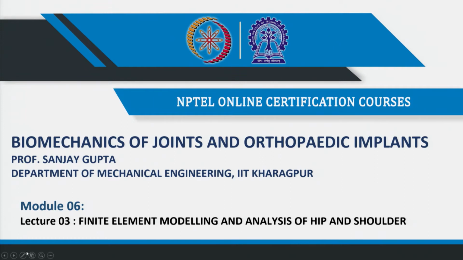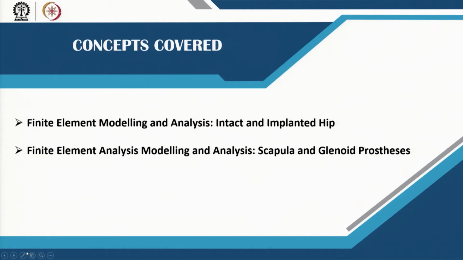Lecture 3 in module 6 on finite element modeling and analysis of hip and shoulder. In this lecture, we will be discussing finite element modeling and analysis of intact and implanted hip, specifically the femur and the pelvic bone. Later in the lecture, we will be discussing finite element analysis and modeling of the scapula and glenoid prosthesis.